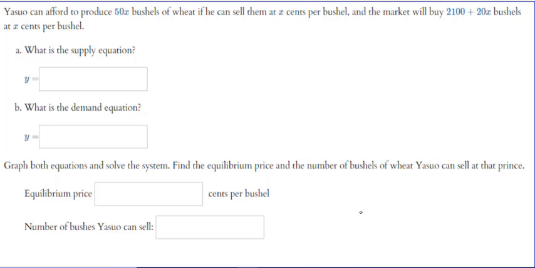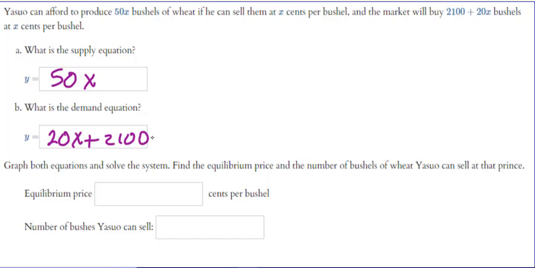Yasuo can afford 50x bushels of wheat if he can sell them at x cents per bushel, and the market will pay $2,100 plus 20 times x bushels at x cents per bushel. You have to write a supply equation. Well, the supply is Yasuo, and that's y equals 50x, 50 times the bushels, right? And the demand is 20x plus 2,100. Now, it says graph both equations and solve the system. Find the equilibrium price and number of bushels of wheat Yasuo can sell at this price.